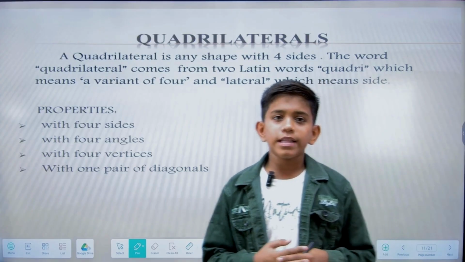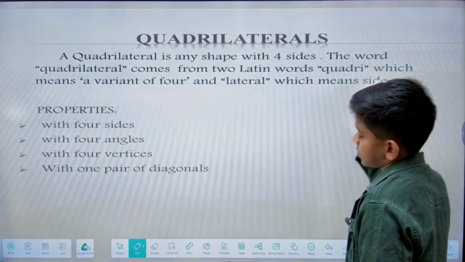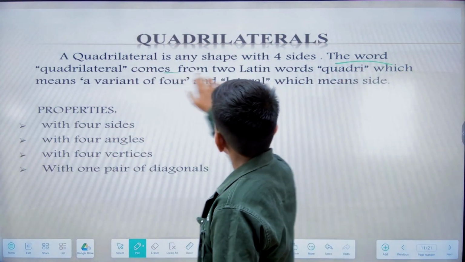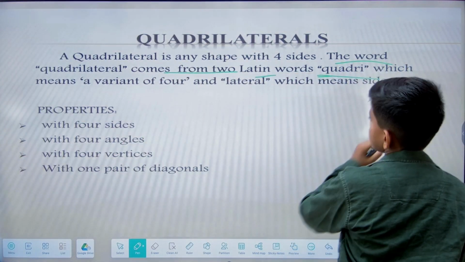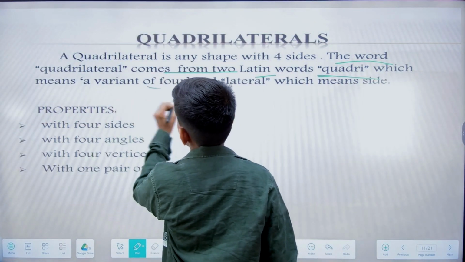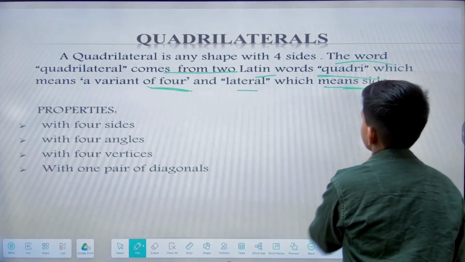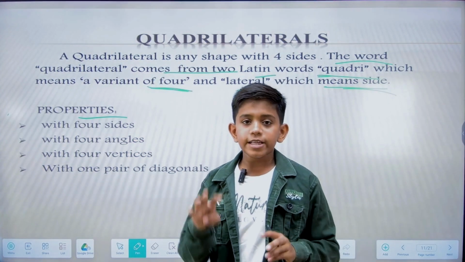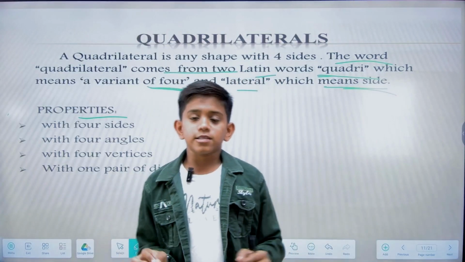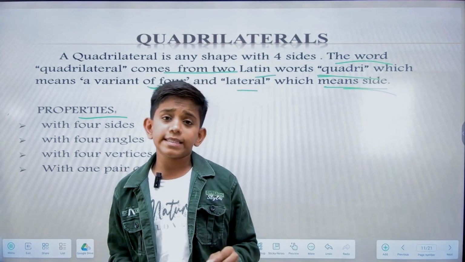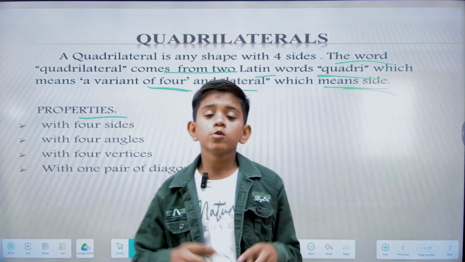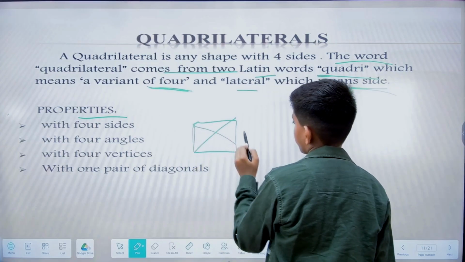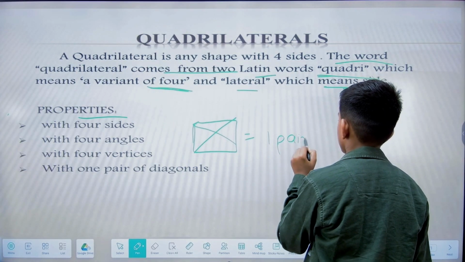Quadrilaterals. Now what are quadrilaterals? A quadrilateral is any polygon with 4 sides. The word quadrilateral comes from 2 Latin words. Quadri means 4, a variant of four, and lateral means side. So what are the properties of a quadrilateral? Quadrilaterals have 4 sides, 4 angles and 4 vertices, with 1 pair of diagonals. If we take a square, this is 1 pair of diagonals.